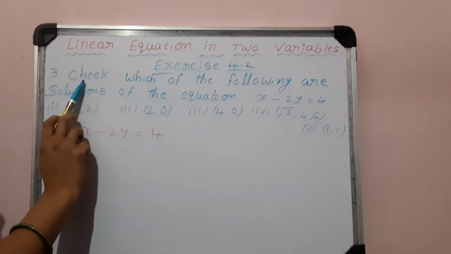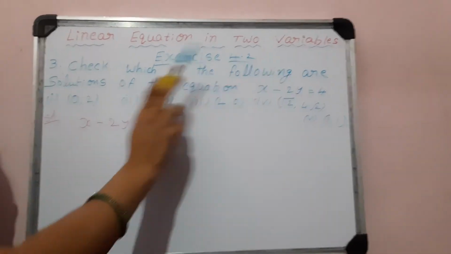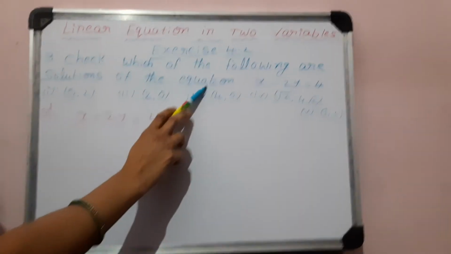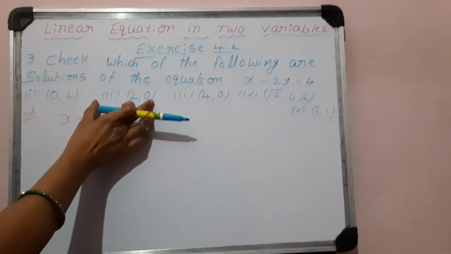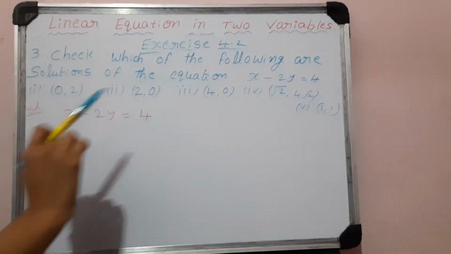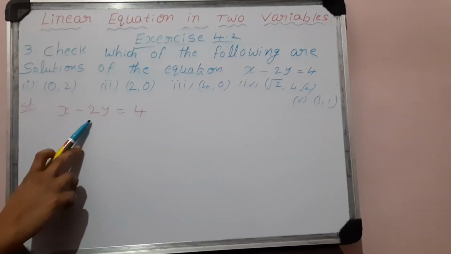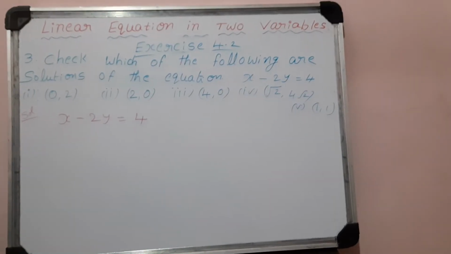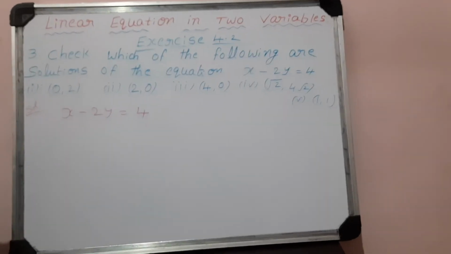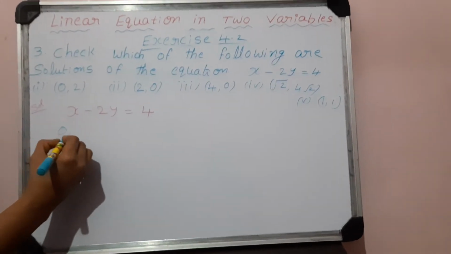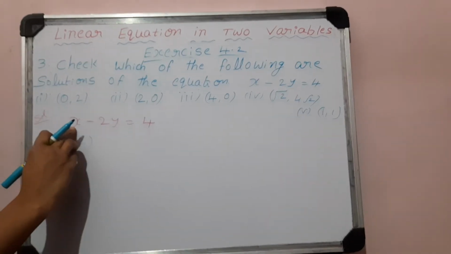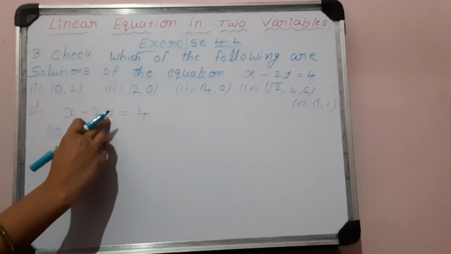Third one: check which of the following are solutions of the equation x minus 2y equal to 4. Some cases are given. So which option is suitable for this equation? So what is the equation? x minus 2y equal to 4. First solution you can take. Which is the first solution? 0, 2. 0, 2 means x instead of 0, y instead of 2.